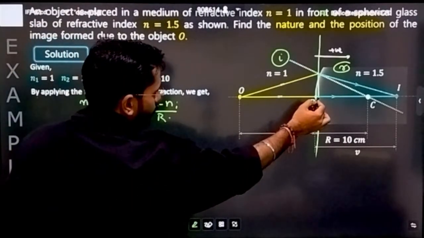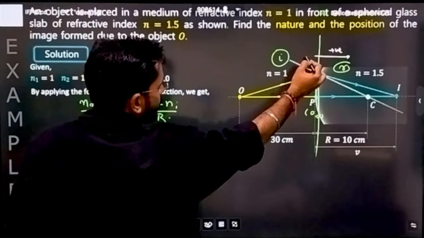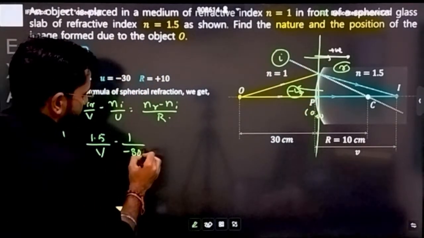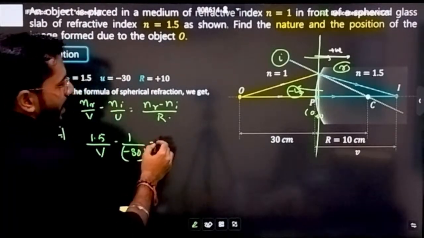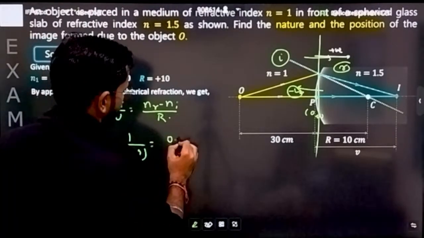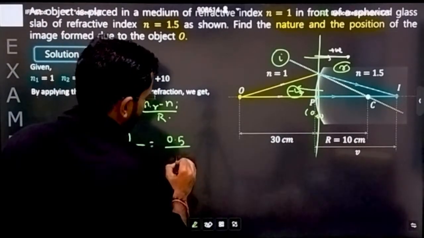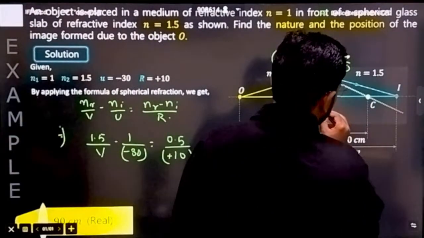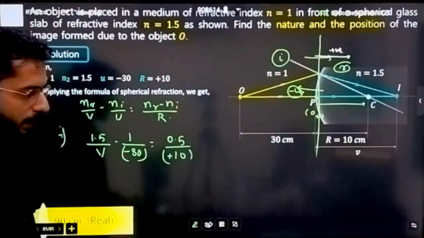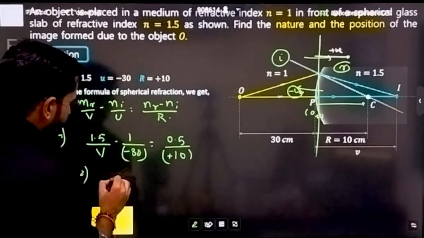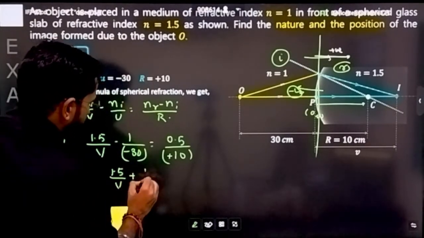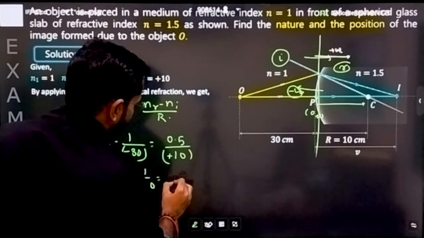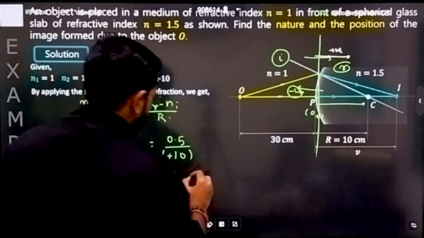What is u? This is the pole that is considered as 0, and this direction is taken as positive. That means this direction will automatically become negative. So negative 30 will be taken, equal to nr minus ni by r. That means it will become 0.5 divided by the radius of curvature, which is 10, and I will take it as plus 10. Why? Because the radius of curvature is lying on the right side and it is calculated in the positive direction. Correct? Now see, 1.5 by v plus 1 by 30 is equal to 1 by 20. Correct?